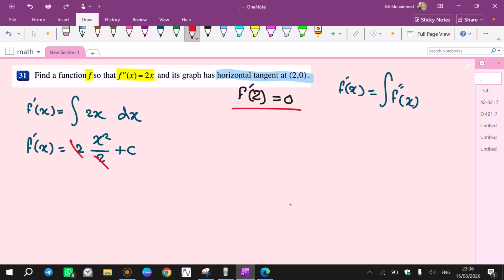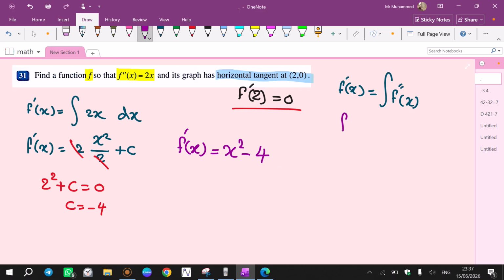Now f prime 2 equal to 0. This is f prime. If I replace x with 2, result will be equal to 0. 2 power 2 plus c equal to 0. 2 power 2 is 4. 4 goes to the other side. C equal to negative 4. Now I can write f prime x properly. F prime x equal to x squared minus 4. I want to find f.